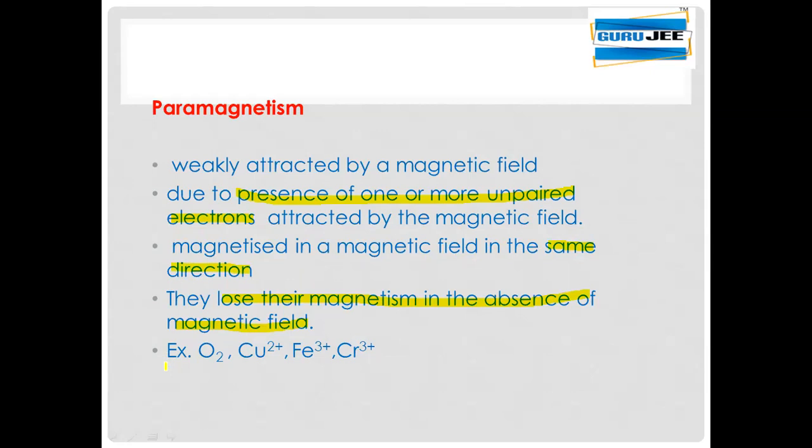You should also note down the examples, because you may get questions with some random ions, and you should select which are the paramagnetic substances from them. So you should know which are the examples of paramagnetic substances.